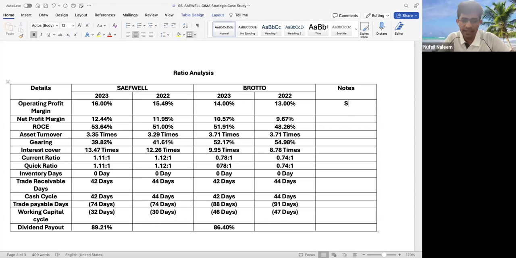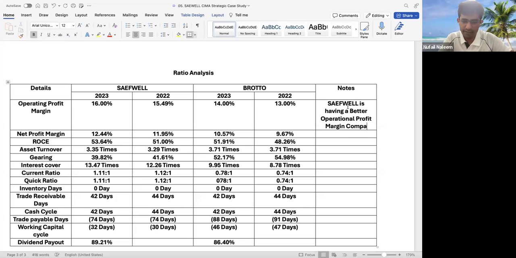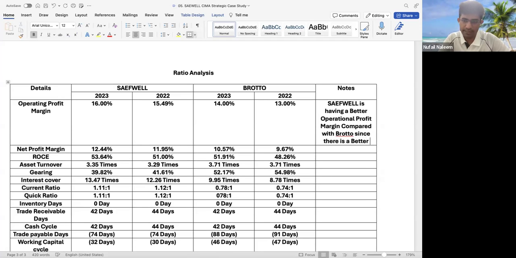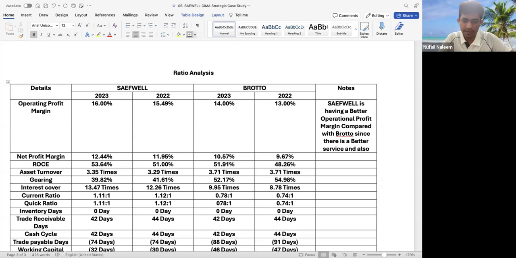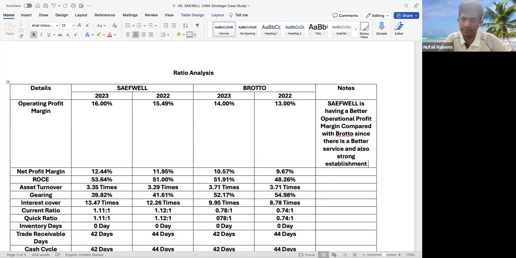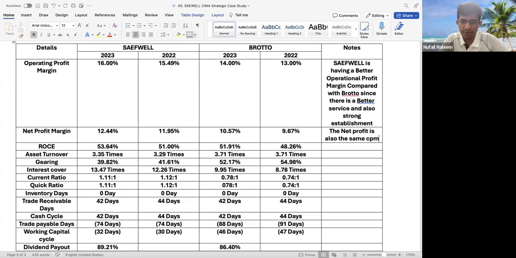I can just write down here, SAEFWELL is having a better operational profit margin compared with Brutto, since there is a better service and also strong establishment as well. Because this is strong establishment, students, very strong establishment. Now, net profit margin, students, if you observe, again the same thing, I can say the net profit margin is also the same compared with Brutto.